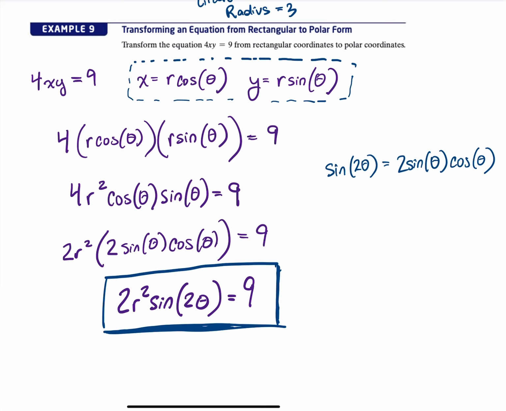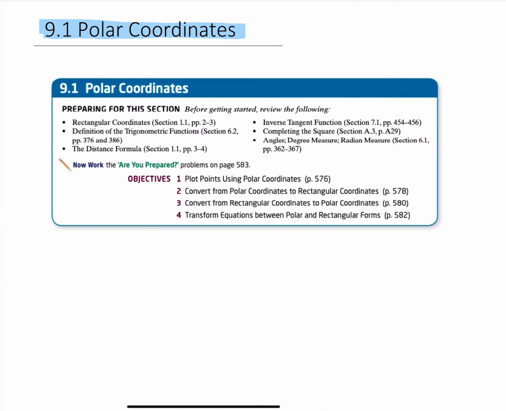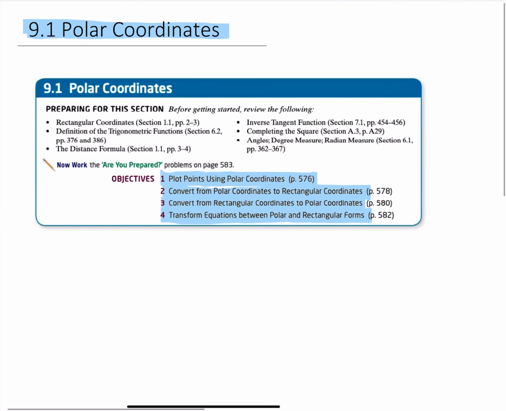So we'll go more into the graphs of polar equations and do some more conversion practice in our next video. And we'll see some interesting shapes that are produced in the polar graphing method. But for now, that will be it for this section. So we practiced plotting points in polar coordinates, converting from polar coordinates to rectangular coordinates, from rectangular to polar, and then we did a little bit of transforming equations between polar and rectangular forms. All right, that's it for this video, and I'll see you next time.